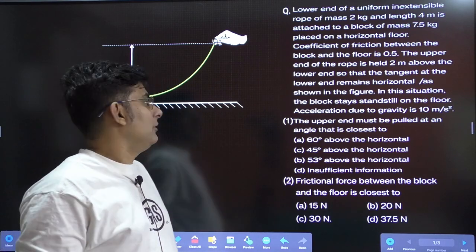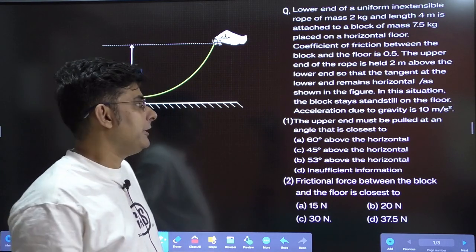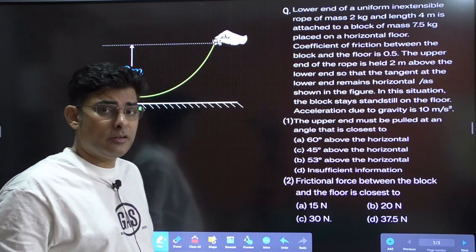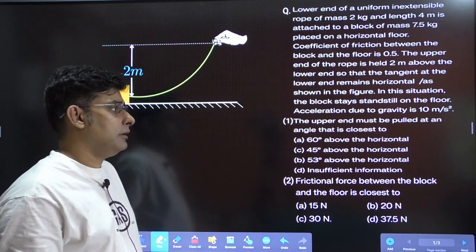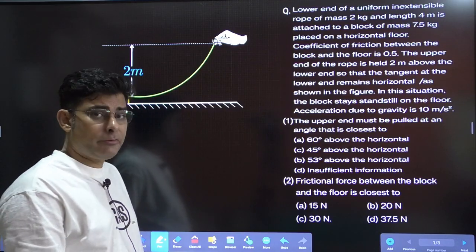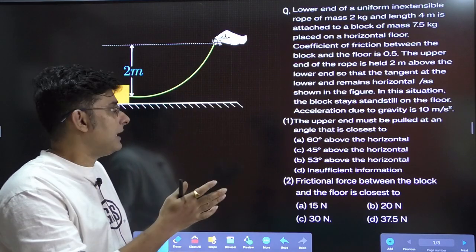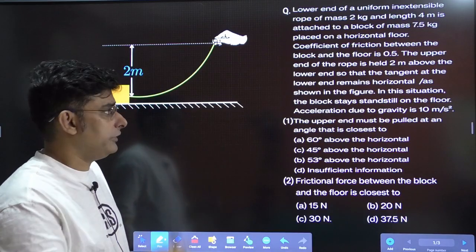Hi students, so here we are with another video where we have yet another question from Newton's laws of motion and friction. This too is a question from Pathfinder Physics and a very important question, and let's try to analyze what the question is saying and how to solve it.